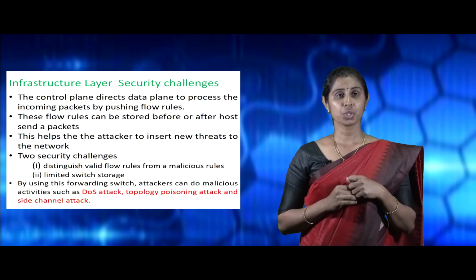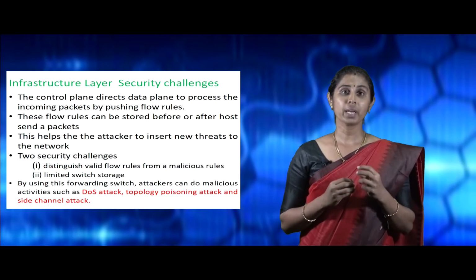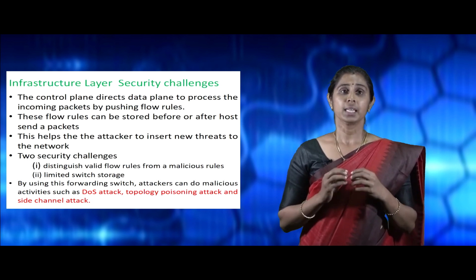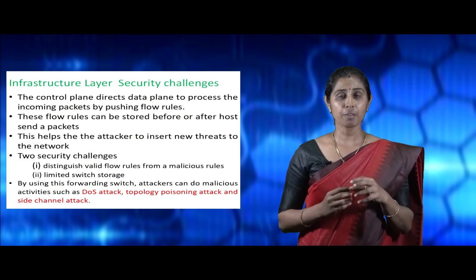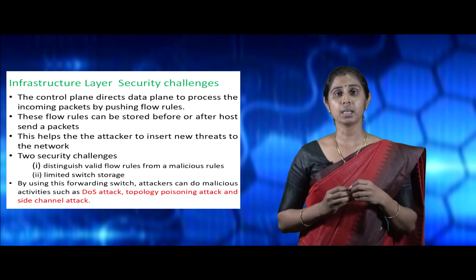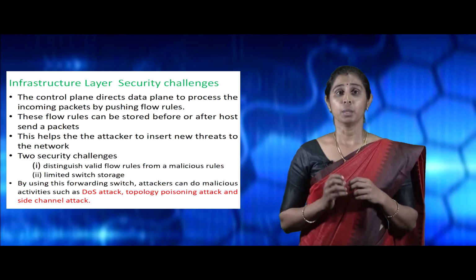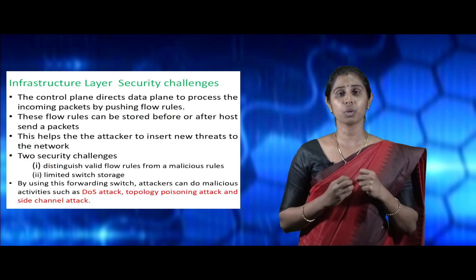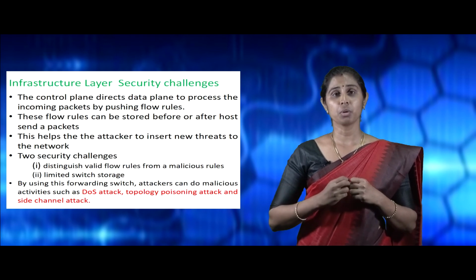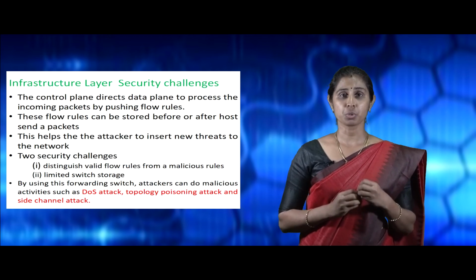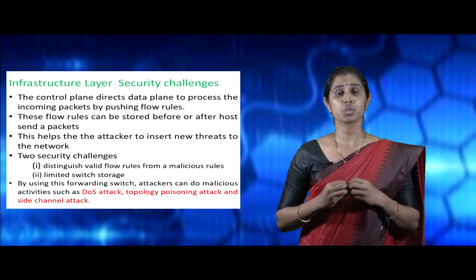The last layer is the infrastructure layer. In SDN, the control plane directs the data plane to process the incoming packets by pushing flow rules. These rules can be stored before or after the host sends packets. This communication opens the door for the attacker to inject new threats into the network. The main goal of the SDN architecture is to separate the decision-making capability from the network devices, which causes two security challenges. The first challenge is to distinguish valid flow rules from malicious rules, and the second challenge is the limited storage capacity to store the number of flows in flow tables.